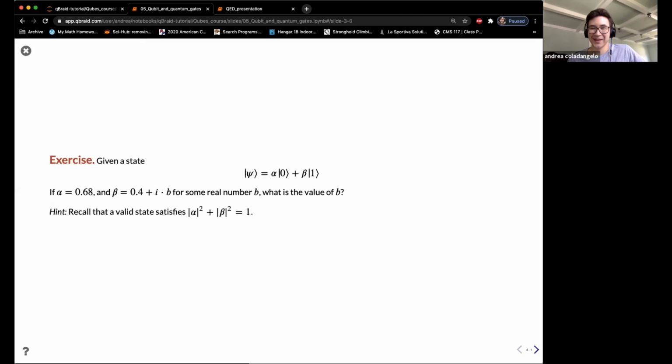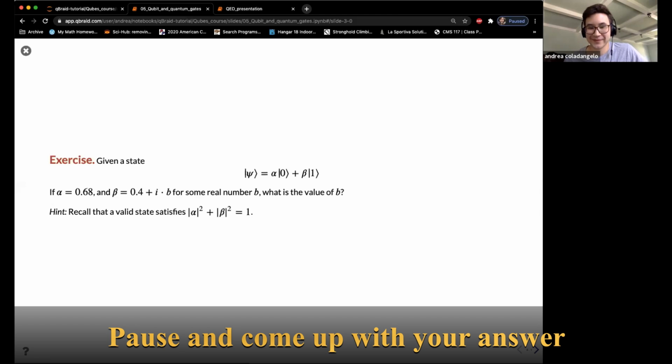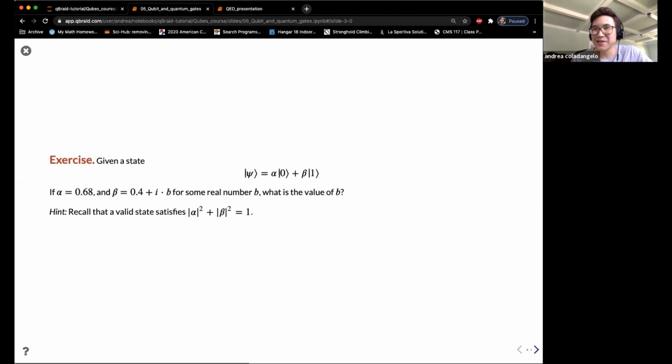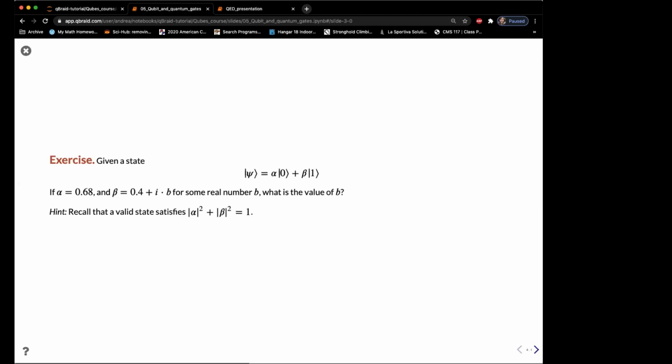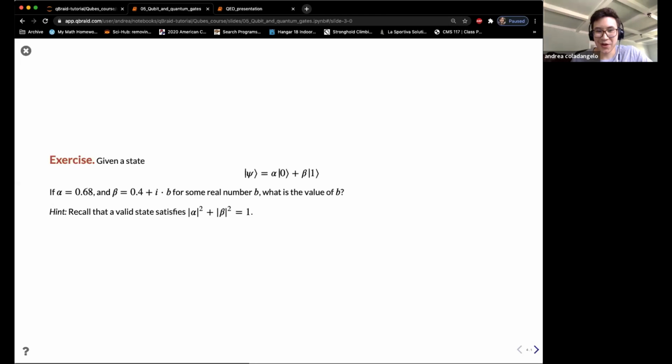I'll give you a minute to see if you can answer. So Shriyan says 0.35. I believe that is not the correct answer from what I recall. Loren is saying beta is equal to 1 minus alpha squared. Well, no, but alpha here you're writing alpha squared, okay. No, that's not quite correct. Loren, the problem is that it's not beta that is 1 minus alpha squared. It's the modulus of beta squared that is 1 minus the modulus of alpha squared.